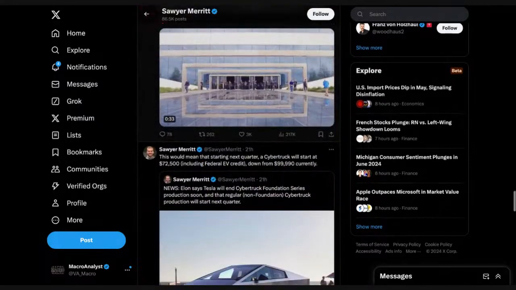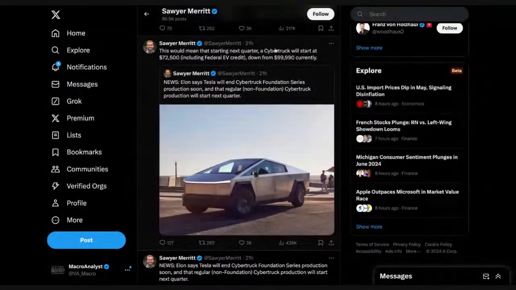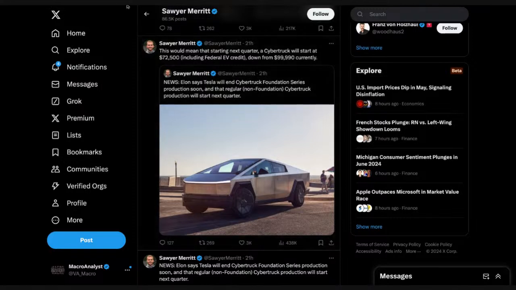I believe, and also there were some rumors of a non-foundation Cybertruck being ordered and delivery set for August, September. This would be in line with what Elon said. And this would drop the entry price for a Cybertruck from $100,000 to about $72,500 after the EV tax credit. So something to keep an eye on over the weekend and next week.